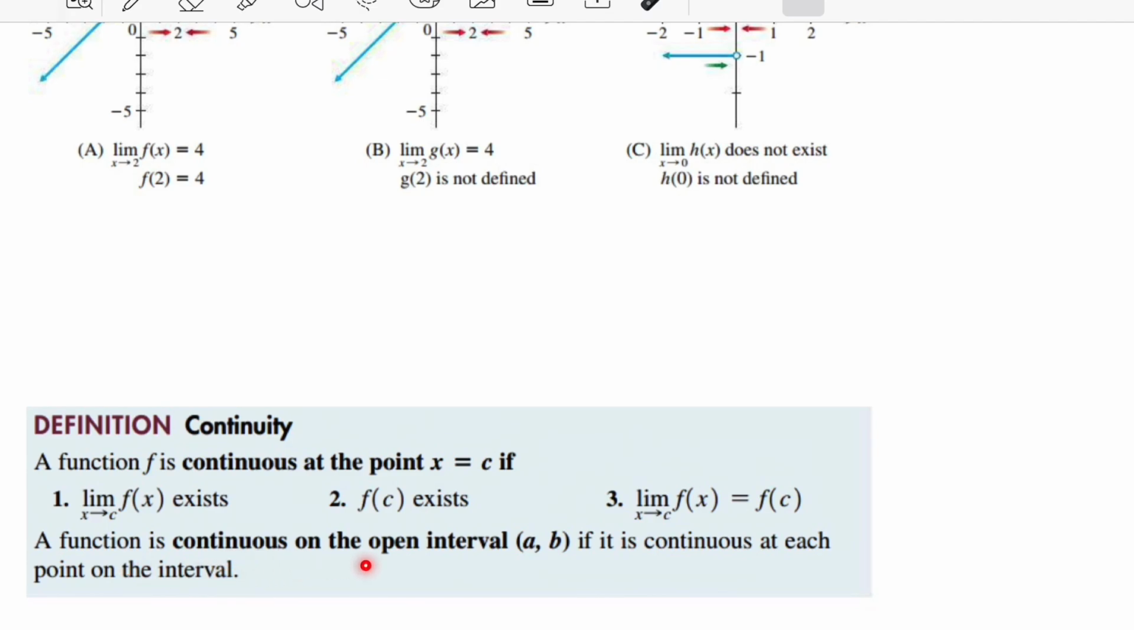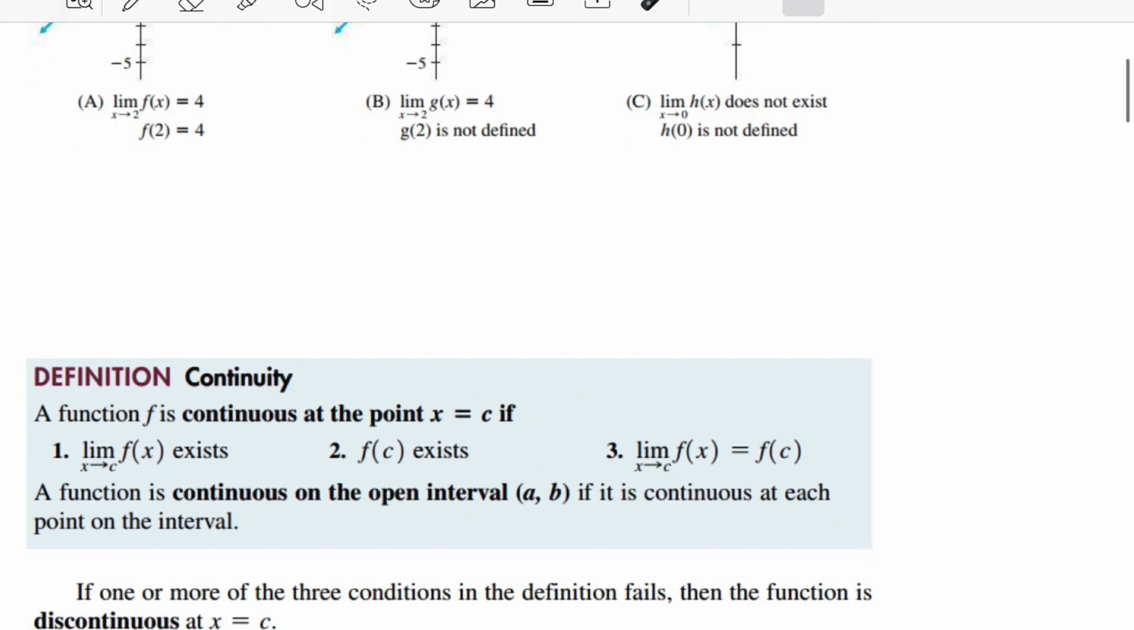So a function will be continuous on some interval (a, b) if it is continuous at each point on the interval. So if one or more of these three conditions fails, then the function is said to be discontinuous at that point.